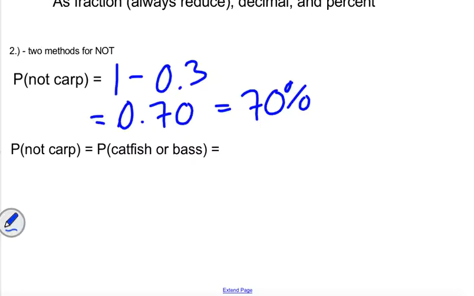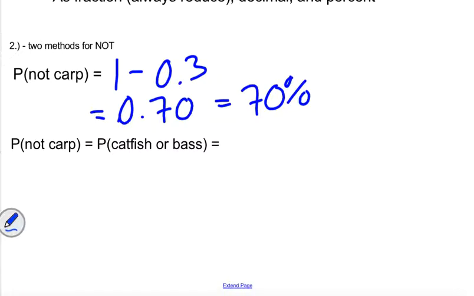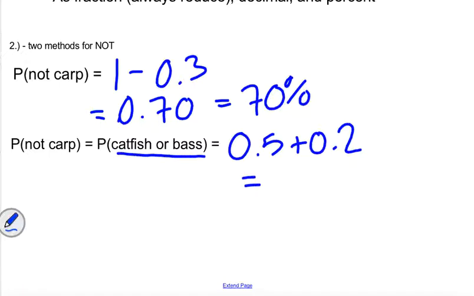The other way I could do it is add the other two together, because we know that 0.5 plus 0.2 is not carp, that's catfish and bass. That's 0.7, which is 70%. Okay, so that's another thing when we're looking at what's not.